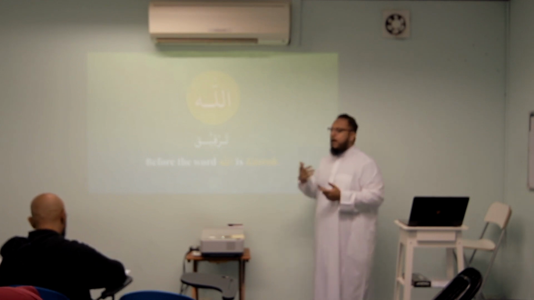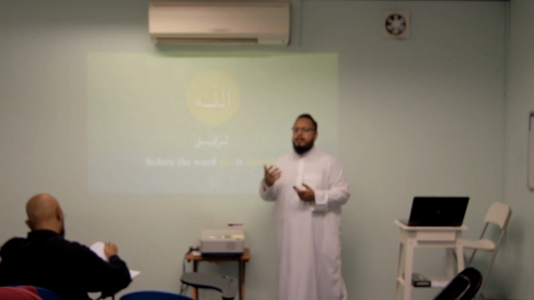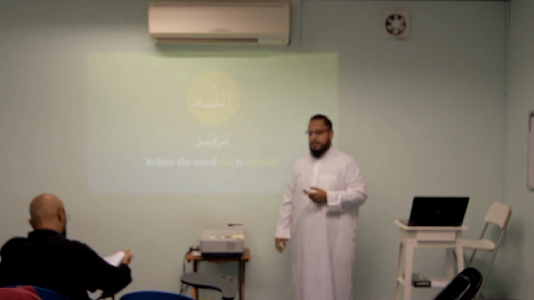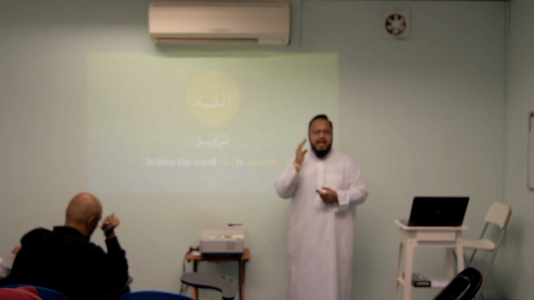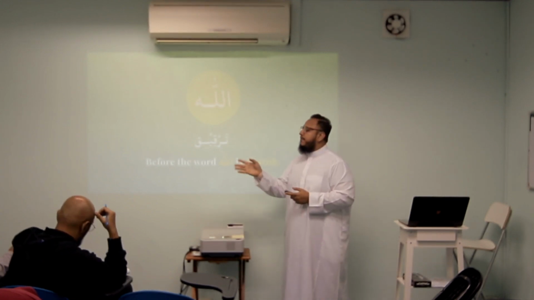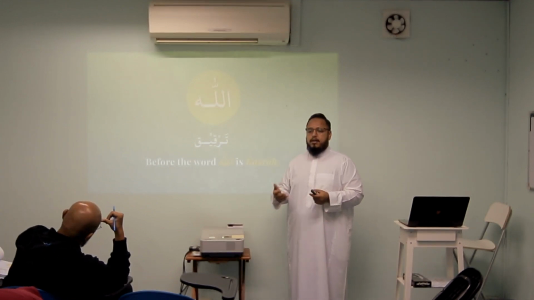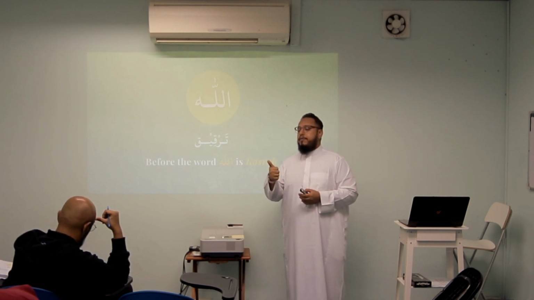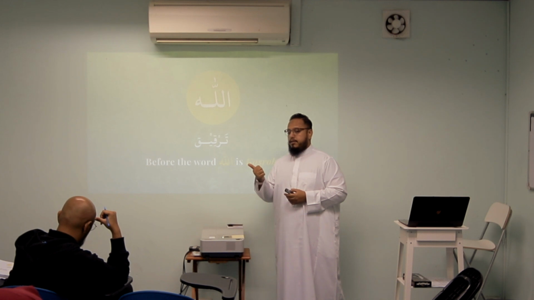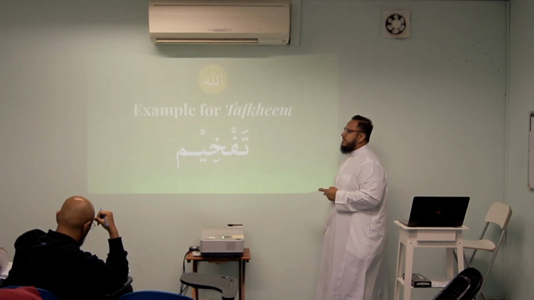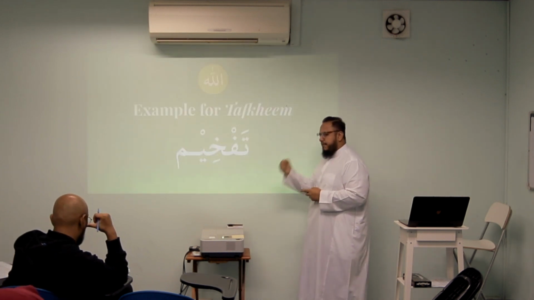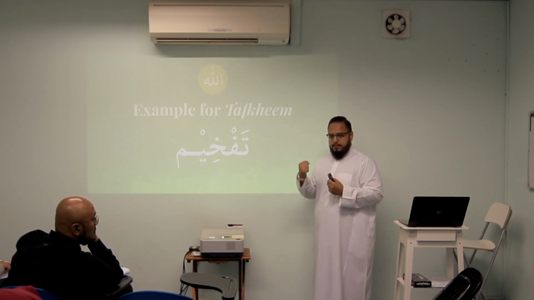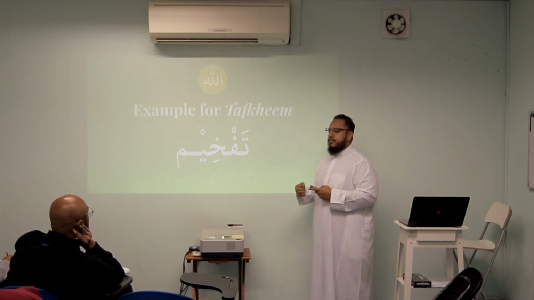So how to find the rule of tafkheem and tarqeeq? First, you find the word Allah in the Quran. When you see the word Allah, I can guarantee there will be either tafkheem or tarqeeq. But how to know which is which? Look at the tashkil of the huruf before it. We start first with the example of Tafkheem. So Tafkheem means heavy, thick sound. How to remember? Remember, tough. Tough means strong. Remember that, heavy sound.